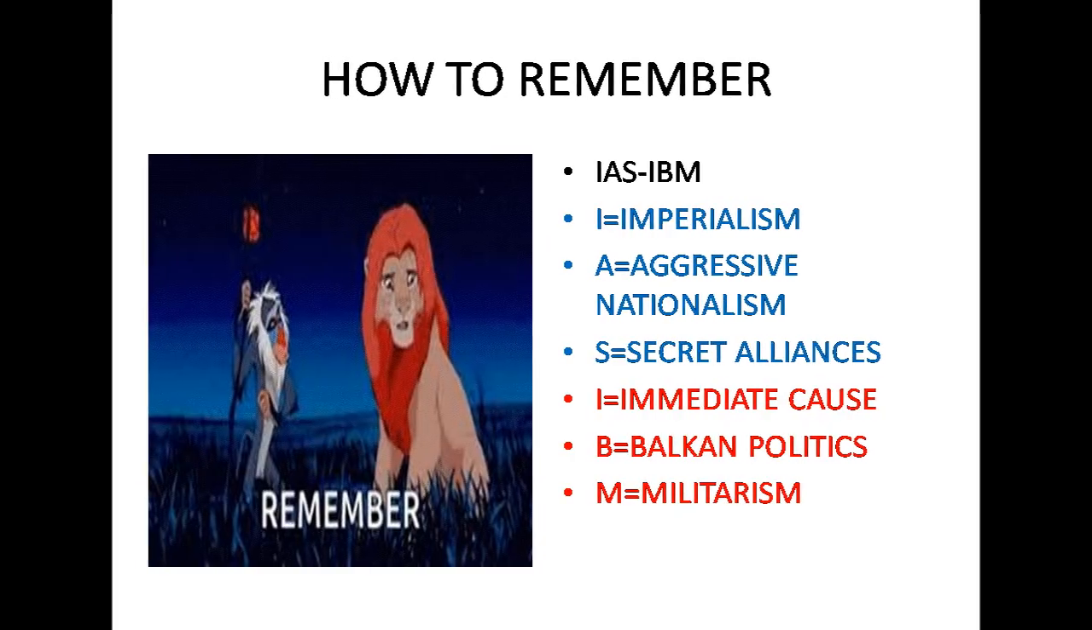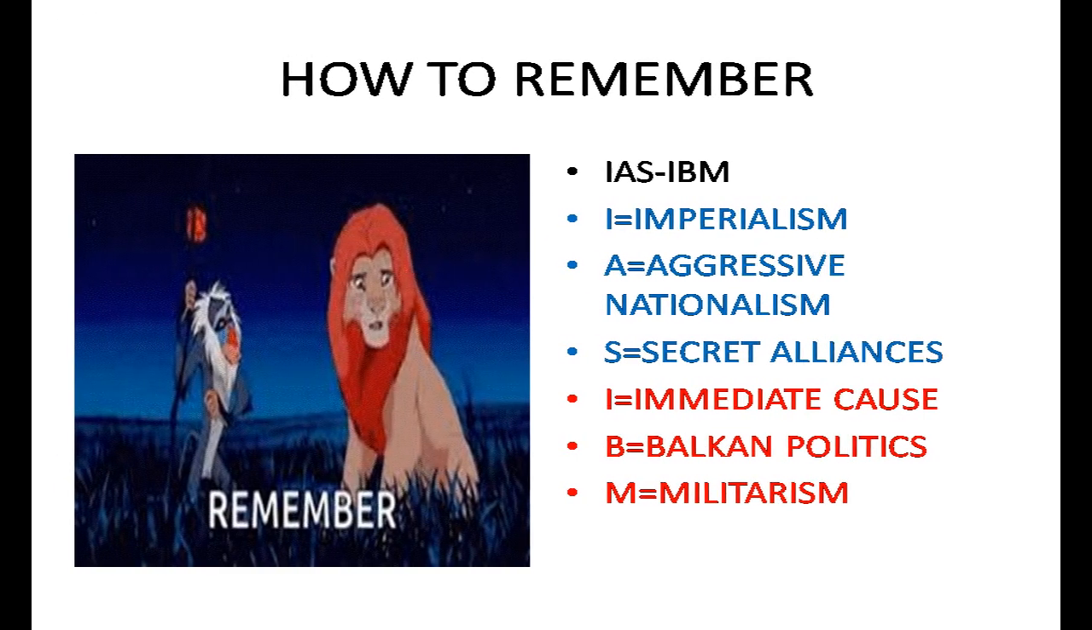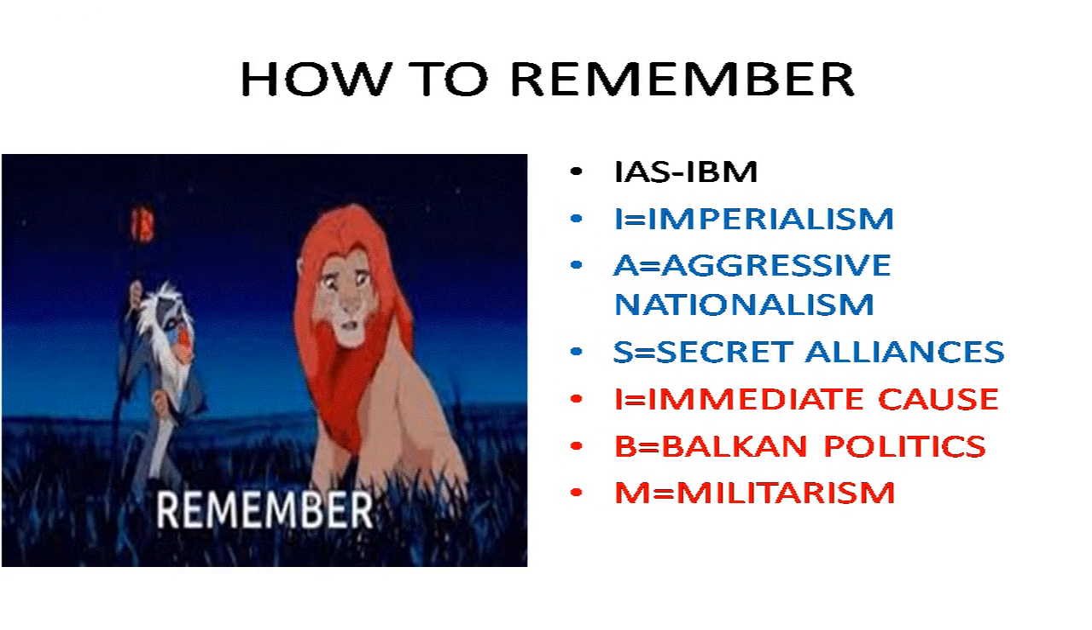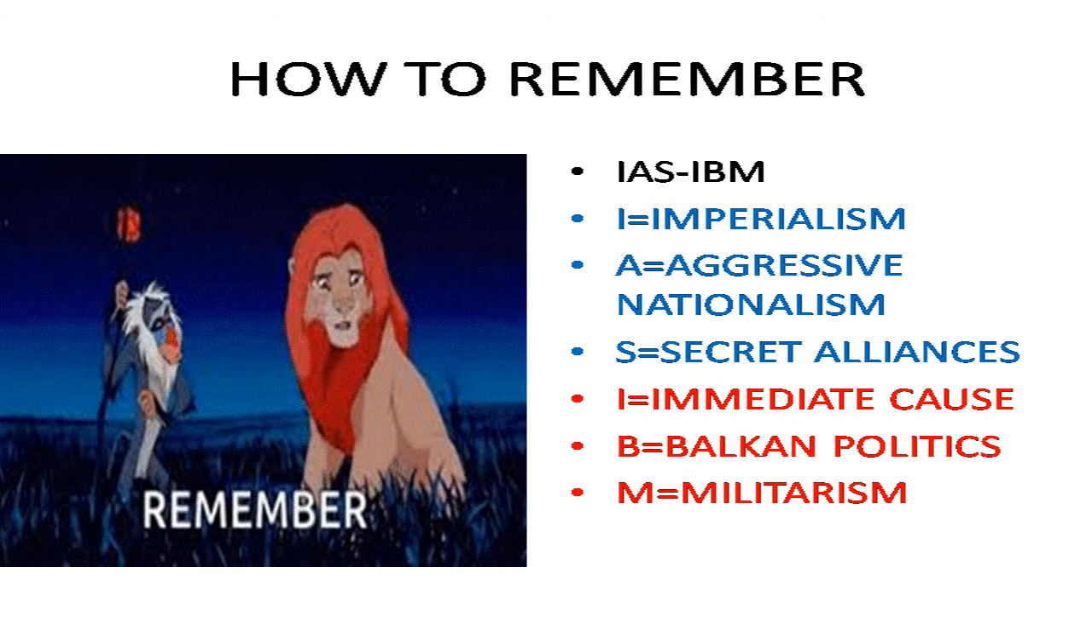How to remember this? Simple. You use 2 words, IASIBM. I stands for imperialism, A for aggressive nationalism, and S for secret alliances. Then I for immediate cause, B for Balkan politics, and the last one, M for militarism.